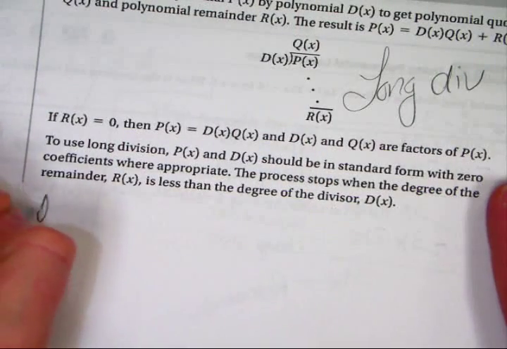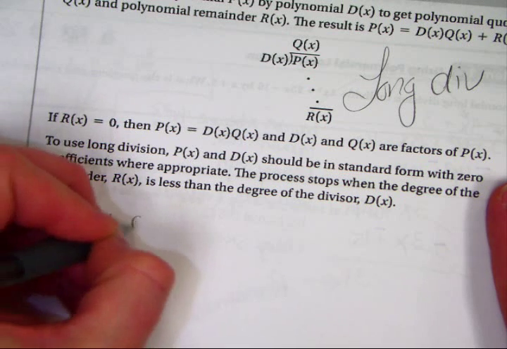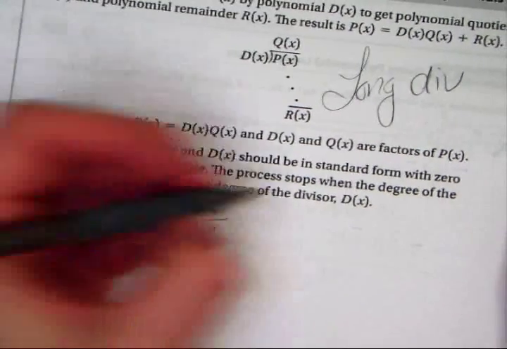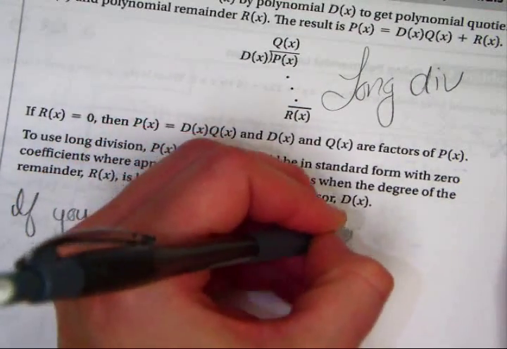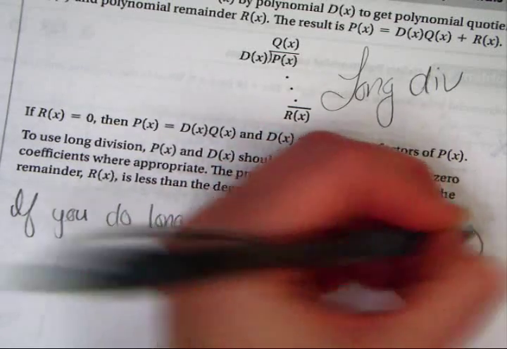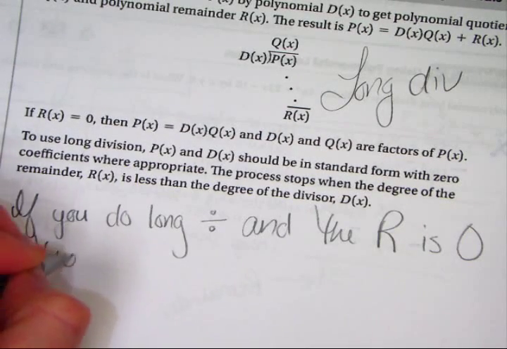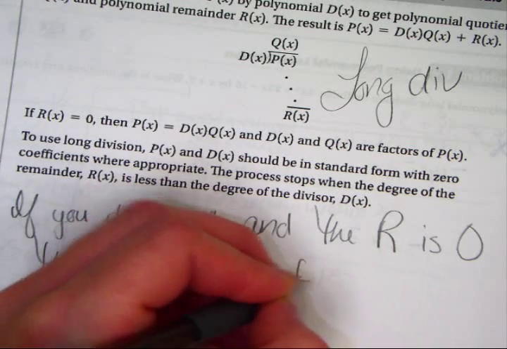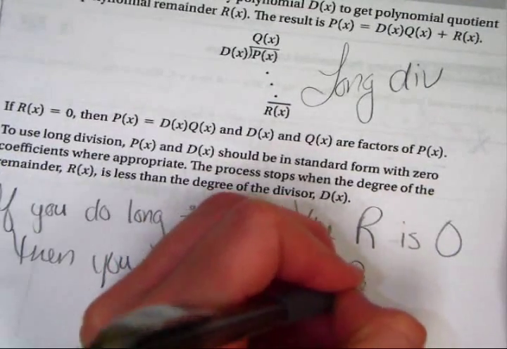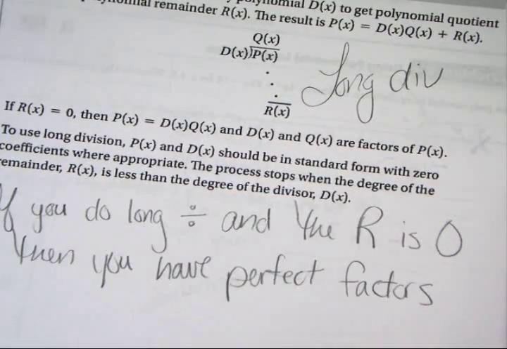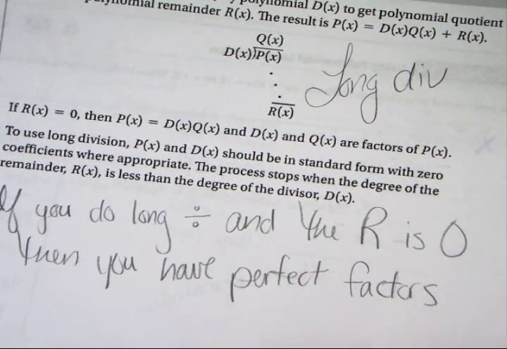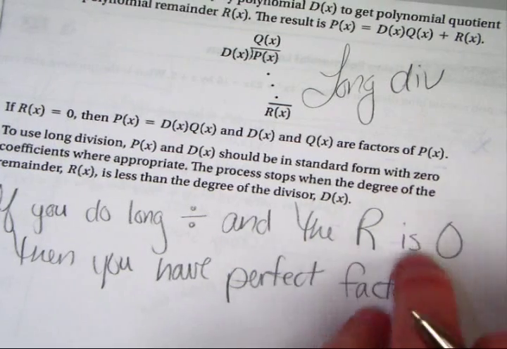Let's go ahead and write this in math language and regular language. If you do long division, and the remainder is 0, then you have perfect factors. And that's what it means by that. All of that language up there says is if you do long division, you get a remainder of 0, then you have perfect factors, one of the other.